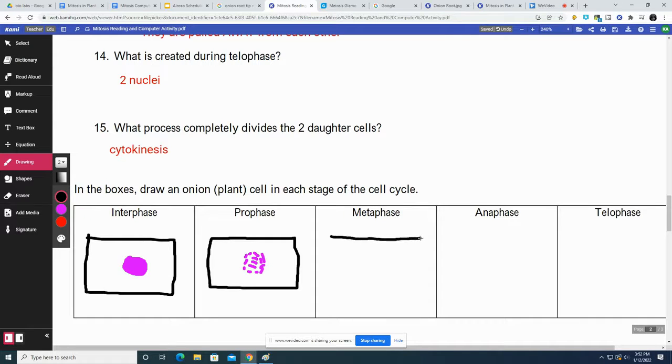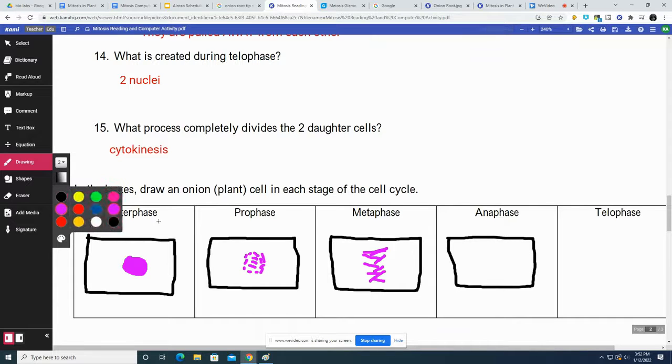Metaphase, middle, remember? Metaphase, middle. So there's your cell wall, cell membrane, and now the chromosomes are going to be lined up in the middle of the cell like that. Anaphase, cell wall, cell membrane. Now the chromosomes are going to be moving away. So you're going to have a group of chromosomes over here moving to the left, and a group of chromosomes over here moving towards the right side of the cell.